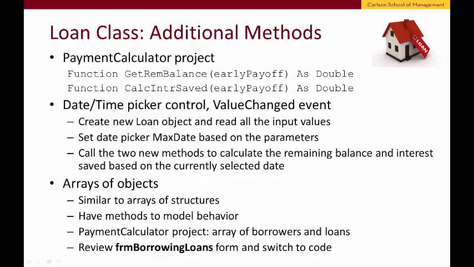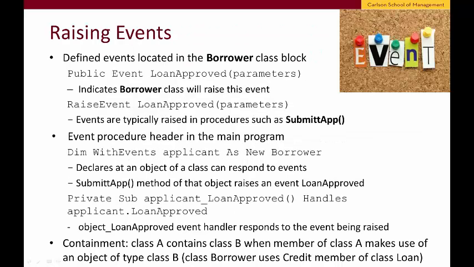Before we switch back to the project and the frmBorrowingLoans form, I'm going to go over one more slide to hit the highlights on raising events. In this slide, we briefly describe the new concept that will shortly be coded in the borrower class and the main program. We start by declaring at the top of the borrower class code the public event LoanApproved. There will be a bunch of parameters in the code that I didn't want to write here. This line indicates that the borrower class will be able to raise this event.